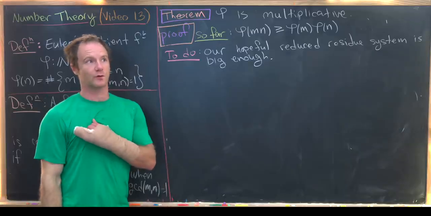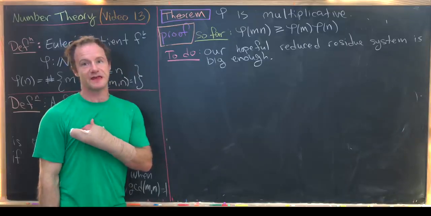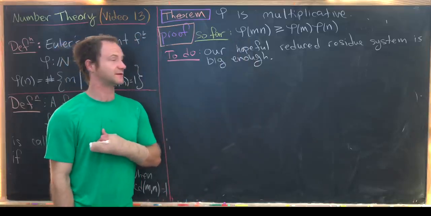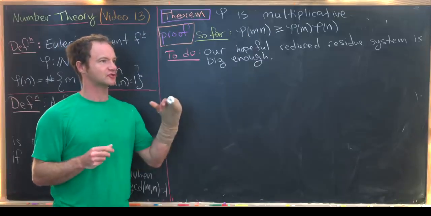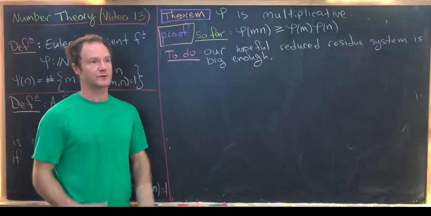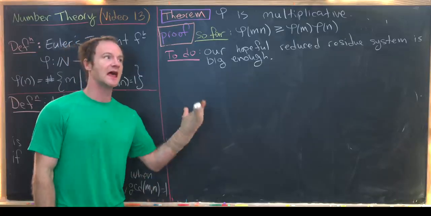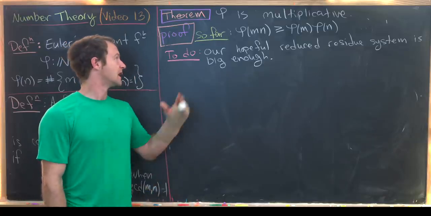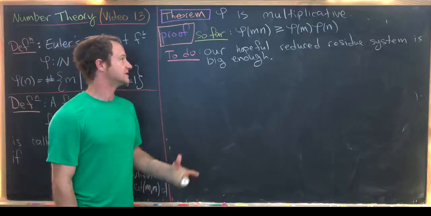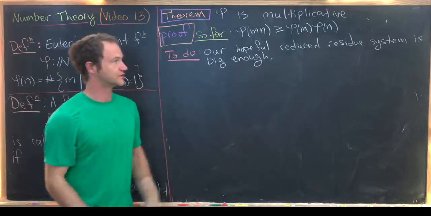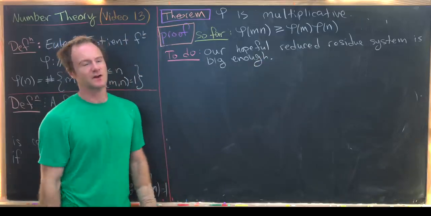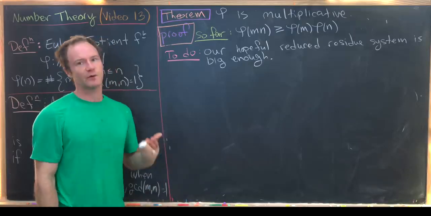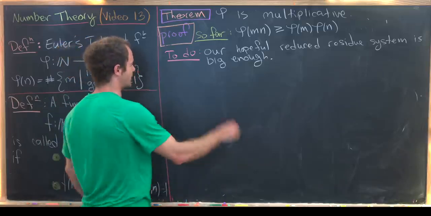Okay, so far we've proved that if we've got relatively prime natural numbers m and n, that phi of mn is bigger than or equal to phi of m times phi of n. And that involved constructing what is a would-be reduced residue system modulo mn out of reduced residue systems modulo m and n. And what is left to do is show that our hopeful reduced residue system is big enough. So in some ways we've shown it is not too big already. Now we want to show that it's big enough. Okay, so let's see how we can do that.